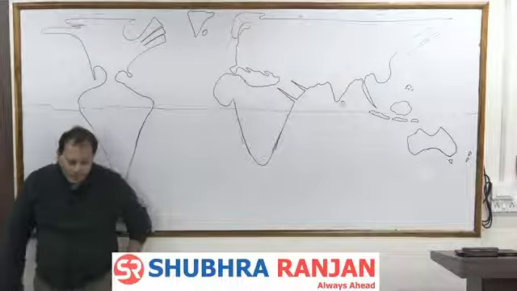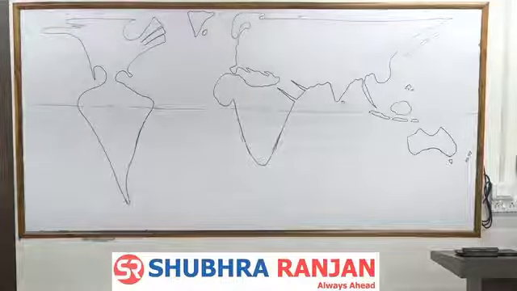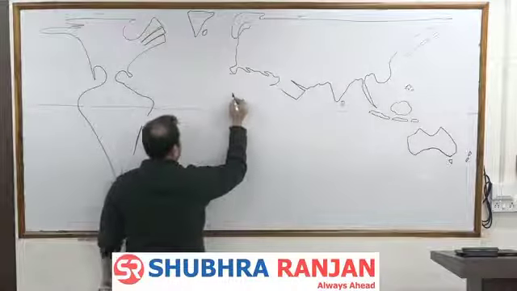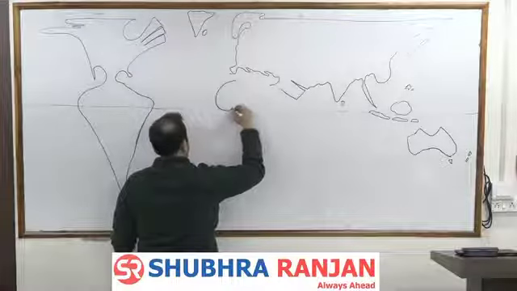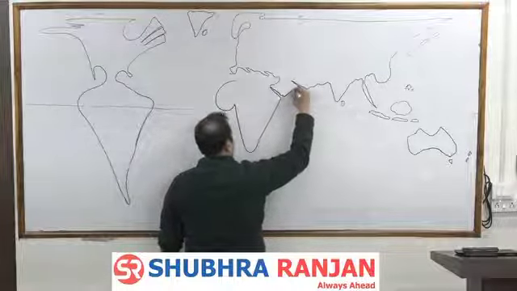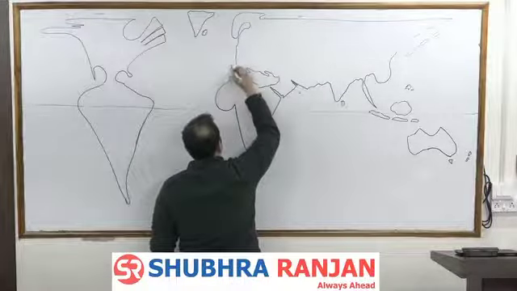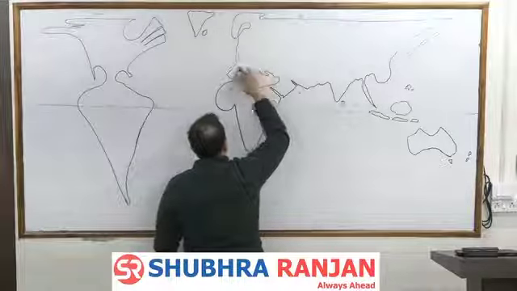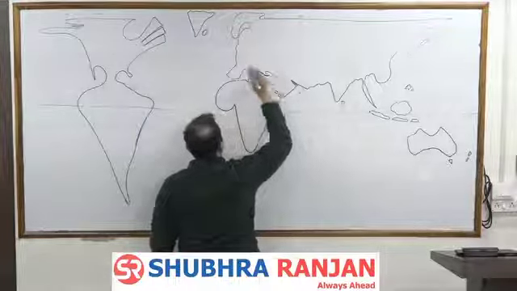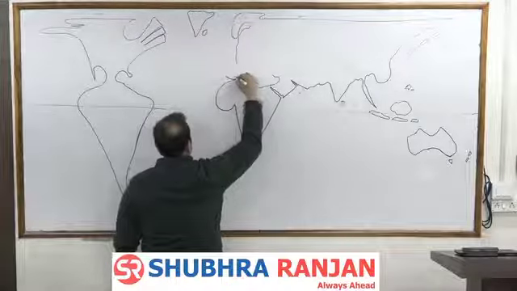Next point. Hence, air masses will never develop in the regions of the equatorial low pressure belt, because the air is unstable in the regions of the equatorial low pressure belt.